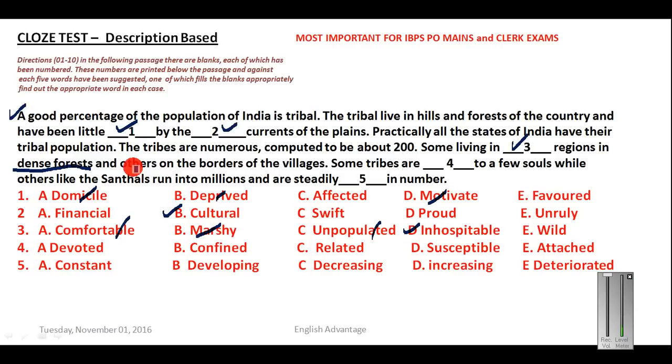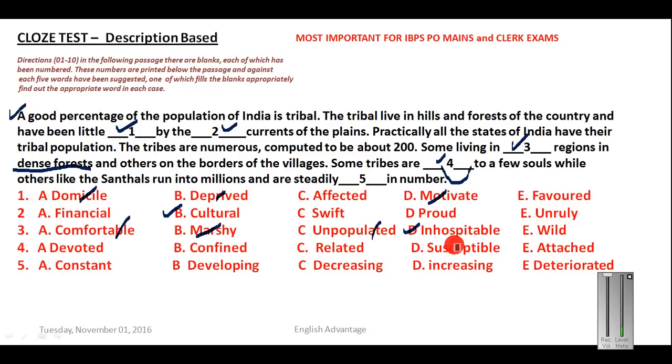Okay, so it refers to person as well as environmental conditions. And others on the borders of the villages, some are living in dense forest, at the same time others are living on the borders of the villages. Some tribes are to a few souls. Now let us see the word here, two. Now you have to put the word here that can be combined with this word two.